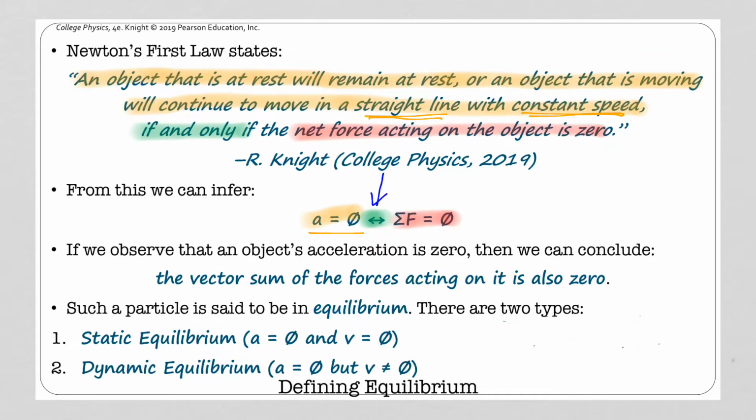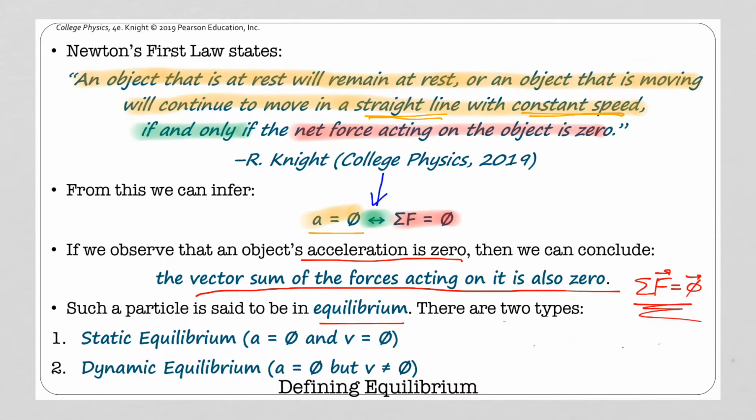Thus, if we see an object that is in equilibrium, if we can look at an object and we can see that its acceleration is zero, then we can conclude that the vector sum of the forces acting on it is also zero. Basically, that the sum of all the forces is zero. Such a particle is said to be in equilibrium if it has zero net force acting on it.